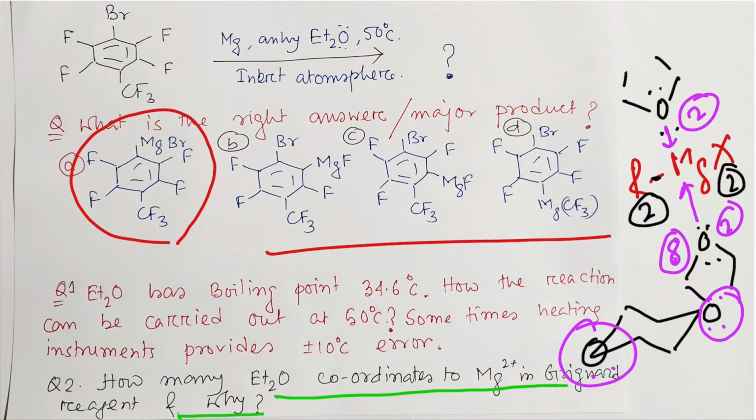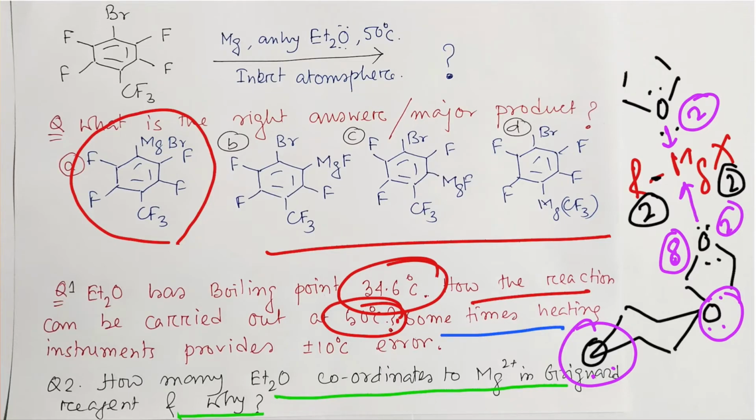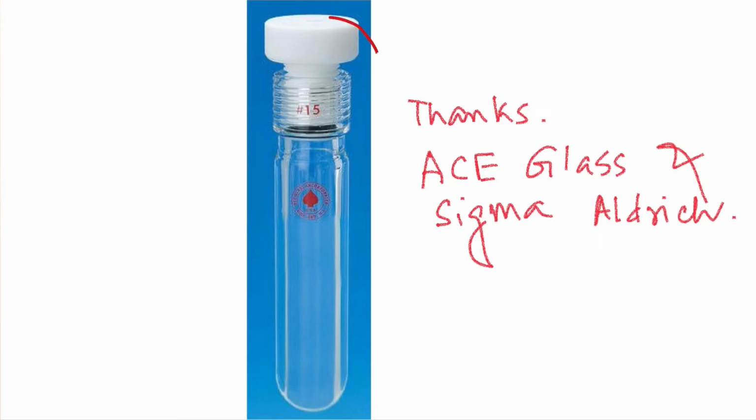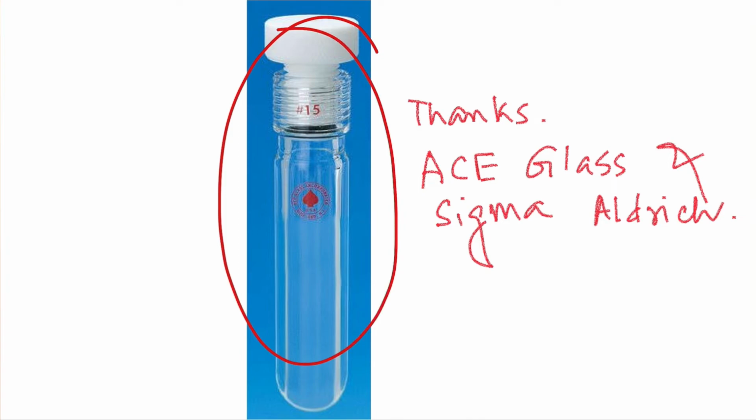Now fine, second question: ether has a boiling point of 34.6, so how could the reaction be carried out at 50 degrees? Based on my experience, some heating instruments have a plus or minus 10 degrees centigrade error. For that purpose, one unique instrument is used, called a high pressure tube or ACE glass tube. This is efficiently designed such that you can heat the ether to about 60 degrees inside it, and there is minimal risk of danger, because its design supports that.